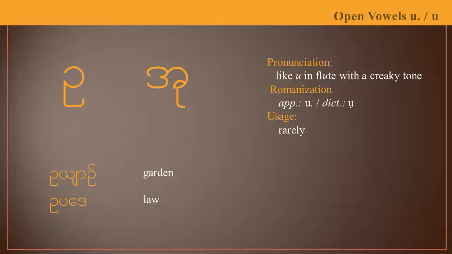Now what you might notice there is that open vowel uses a high tone even though it has no high tone symbol. And that's just the way it's pronounced. You have to learn that that's a high tone at the beginning. The second word is the word for law, ubade.